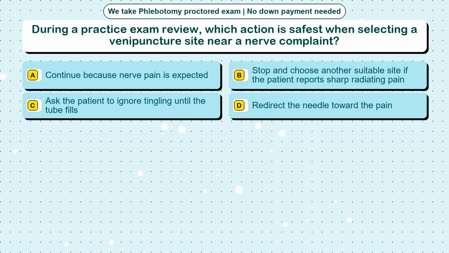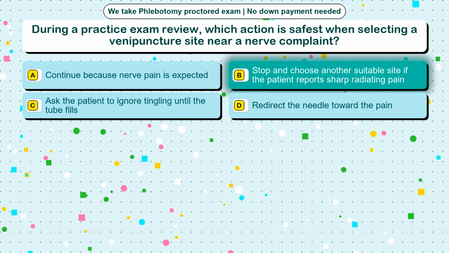Question 71. During a practice exam review, which action is safest when selecting a venipuncture site near a nerve complaint? Option A, continue because nerve pain is expected. Option B, stop and choose another suitable site if the patient reports sharp radiating pain. Option C, ask the patient to ignore tingling until the tube fills. Option D, redirect the needle toward the pain. The correct answer is option B.